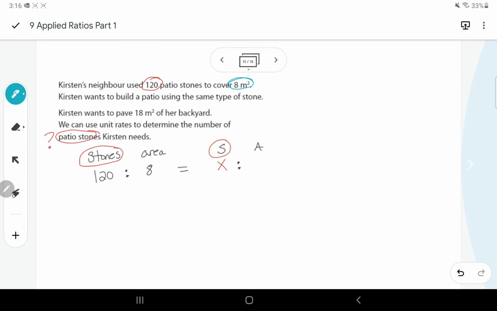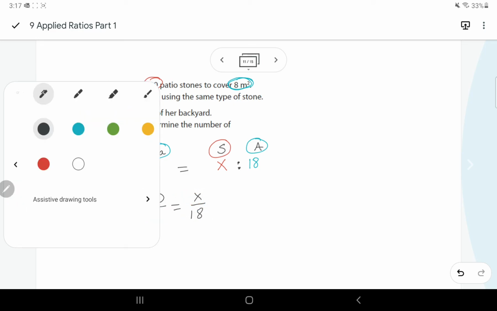And we know that the neighbor covered 8 meters squared, which is area. And we know that Kirsten wants to do 18 meters squared. So this is our ratio that we're going to be working with. I'm going to rewrite this as 120 over 8 equals X over 18. So here, we could try and look for a pattern between here and here, or we could do the cross multiplying that we just talked about. I think I'm going to do cross multiplying.